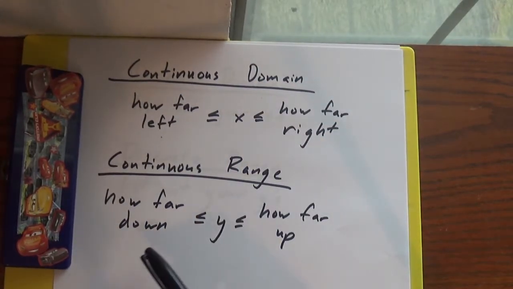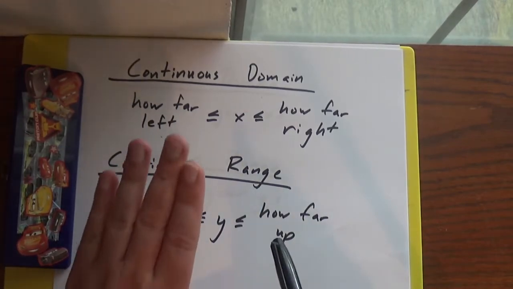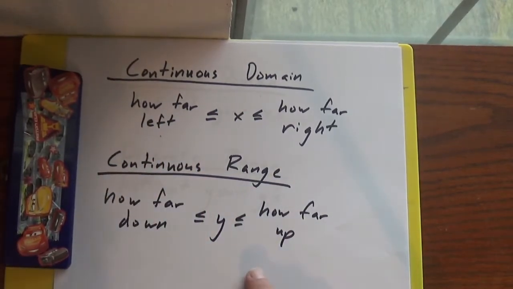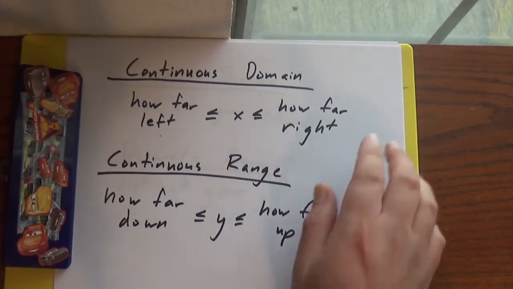Continuous range. We're going to do the same thing, but we're going to put y in the middle, and then we're going to put how far down the graph goes, so this would be the lowest point, and how far up it goes, this will be the highest point. And again, if it goes all the way down, we'll leave that off. If it goes all the way up, we'll leave that off.